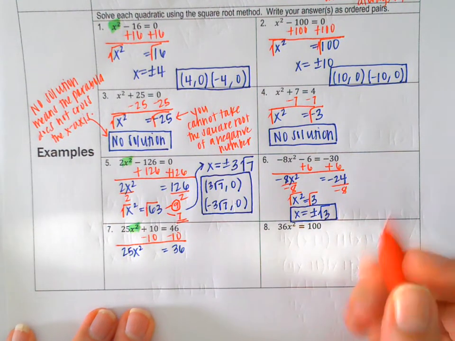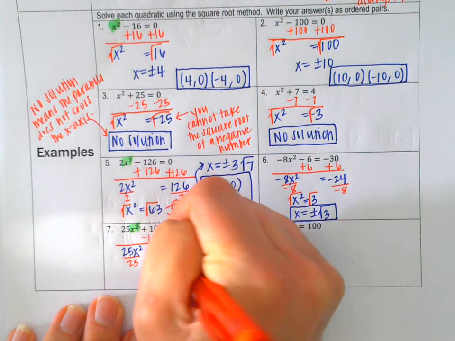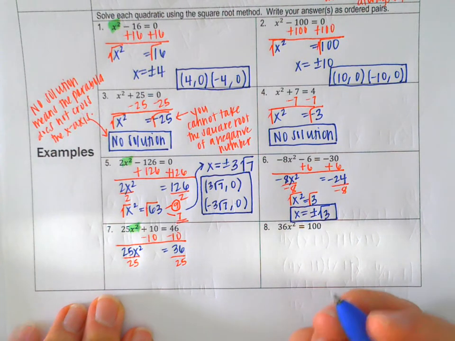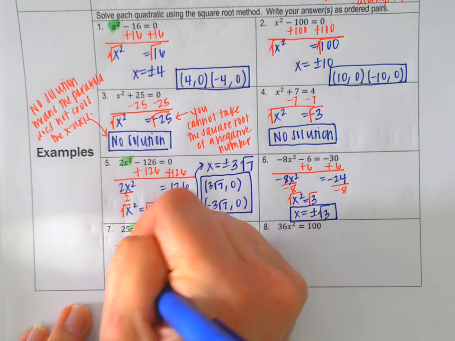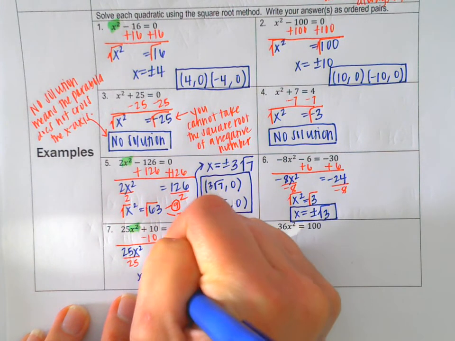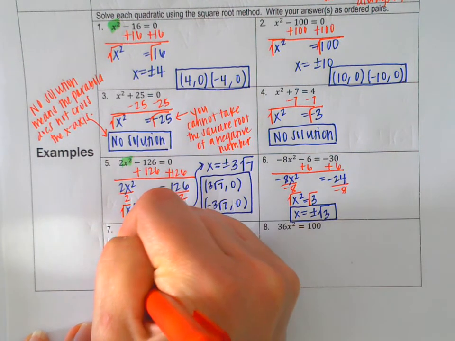Still need to get x squared by itself, so I'm going to divide both sides by 25. Now 36 over 25 can't be simplified, and that's okay. We're going to just leave it as 36 over 25 because I know what my next step is going to be. X squared, we need to undo that by square rooting both sides.